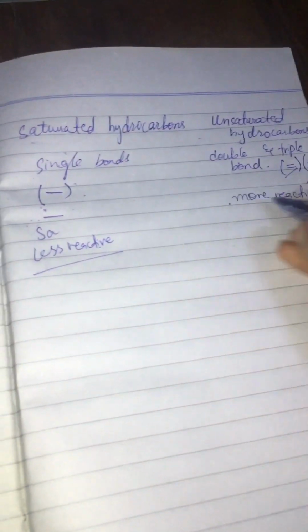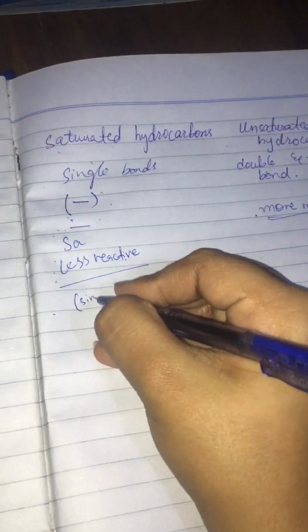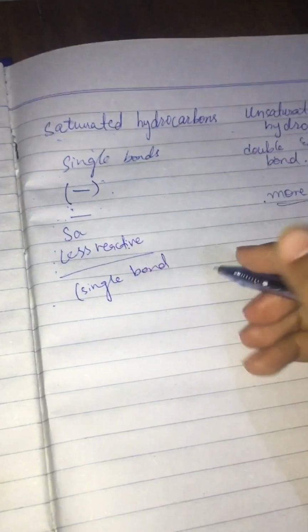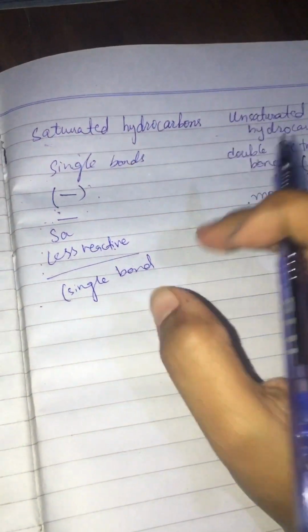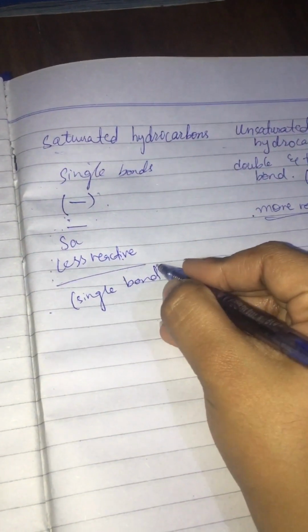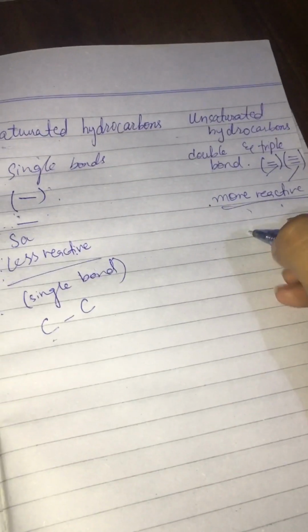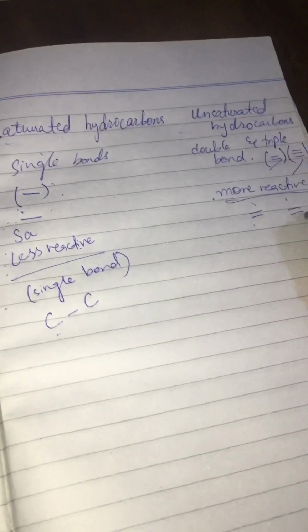Now you must be wondering why these are less reactive and these are more reactive. That is because of the presence of single bonds. We must always remember that saturated hydrocarbons are made up of single bonds between carbons, and unsaturated hydrocarbons are more reactive because of the double and triple bonds.